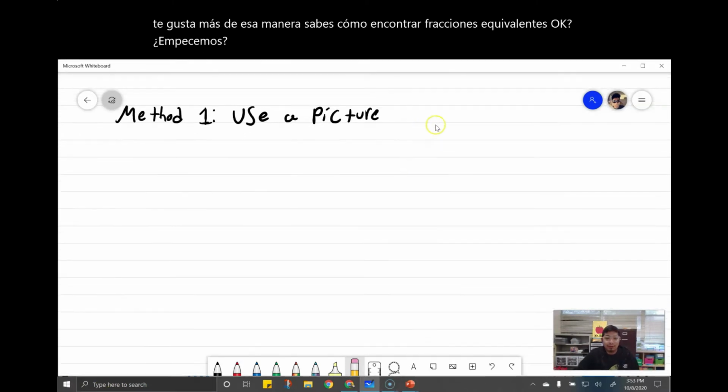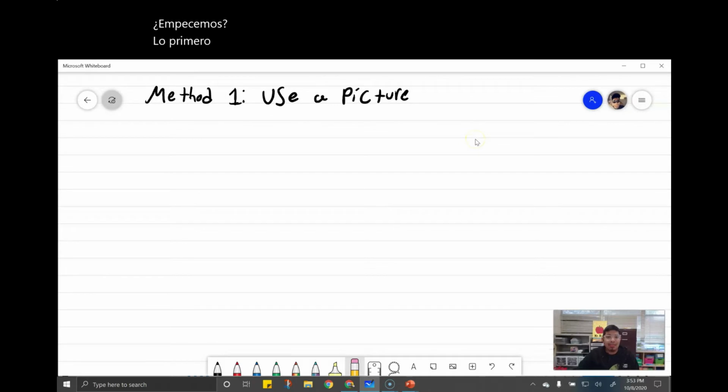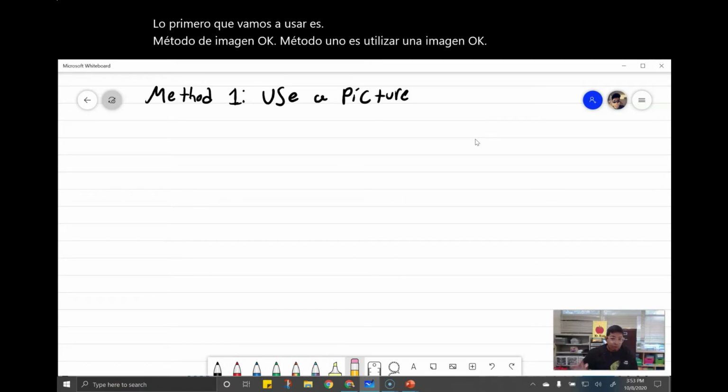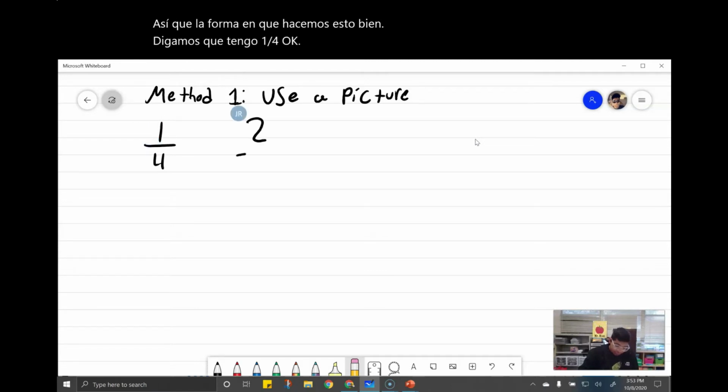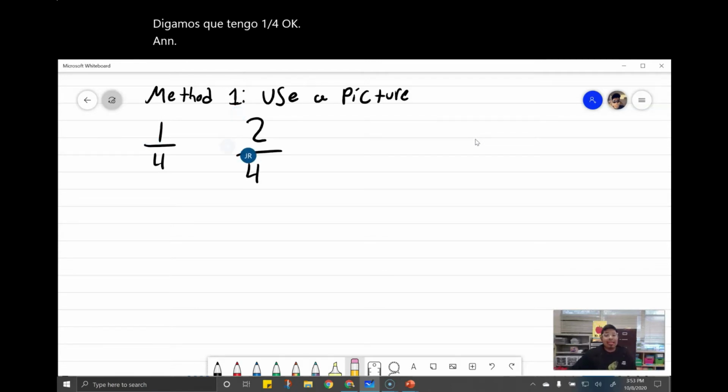The first thing we're going to use is the picture method, okay? Method 1 is use a picture, okay? So the way we do this, let's say I have 1/4 and 2/4. I need to know if 1/4 is equivalent to 2/4. Is it? Let's find out.